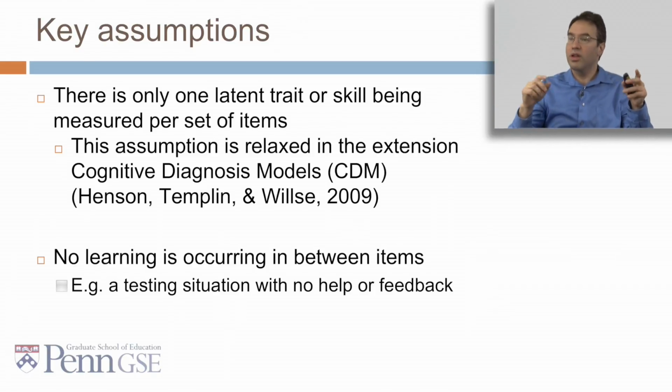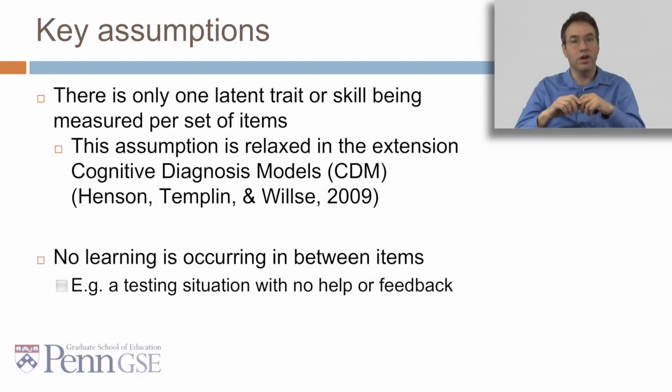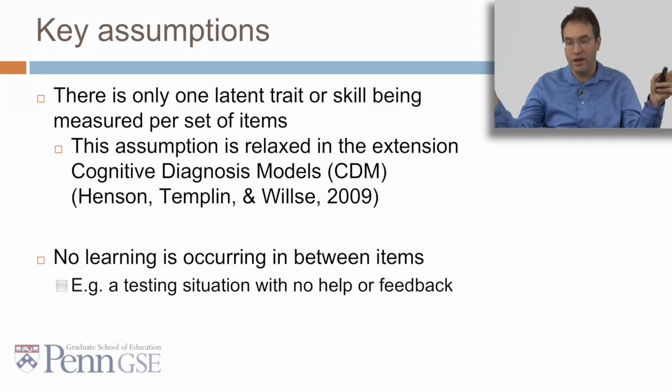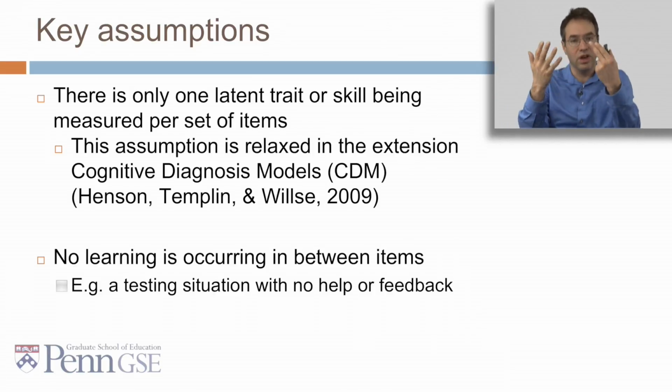Another key assumption that's particularly questionable for online learning is that no learning is occurring in between items. In other words, you have a testing situation with no help or feedback. Now, in most systems where the student's actually getting better, we don't necessarily want to make this assumption.